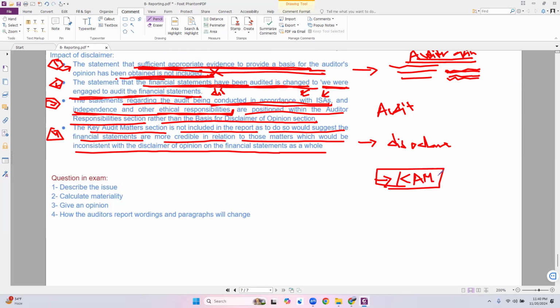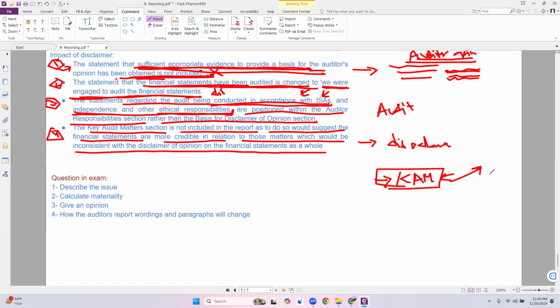Wait, let me read this. If it's a disclaimer of opinion, CAM, the key audit matter, is not included. Why? That is a very good question, why it is excluded. Because, answer this question for me. If I'm including CAM, I'm writing down that revenue was very difficult to audit for me because of this reason. And then I'm further stating in the next column what were the procedures I performed against revenue. This is what I'm doing, right?